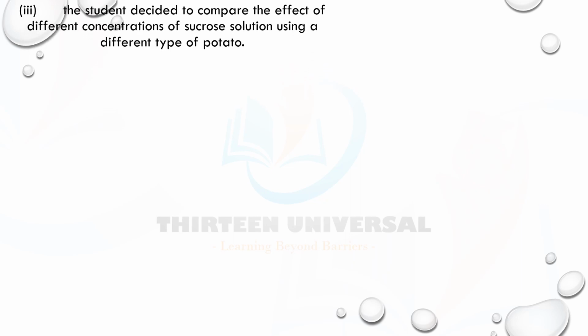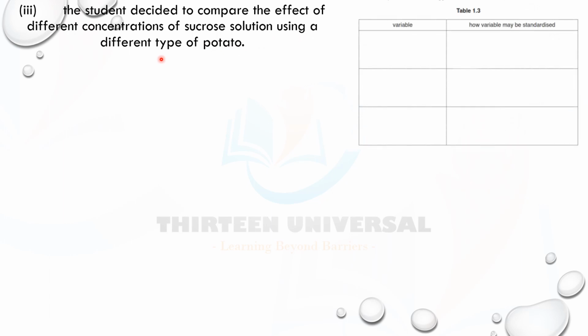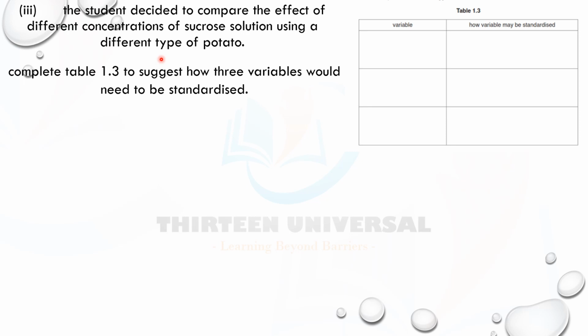The student decided to compare the effect of different concentrations of sucrose solution using different types of potato. You can see that, complete table 1.3. Suggest 3 variables that will need to be standardized. So what are the 3 variables that we need to keep constant? The length of potato tissue should be the same. We've seen this, and how do we do that? You measure using a ruler. You can also keep the surface area the same. Potato tissue should be the same species, same age, same time, same temperature.